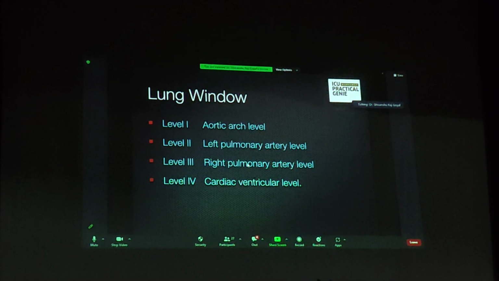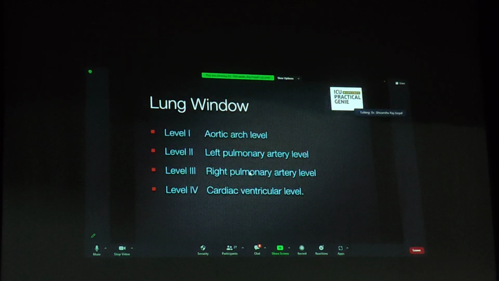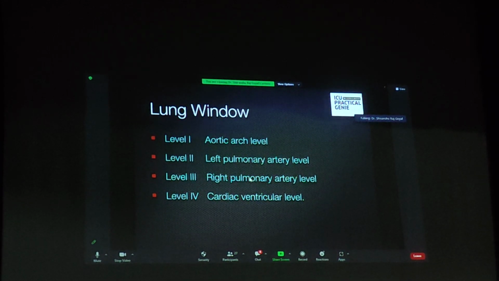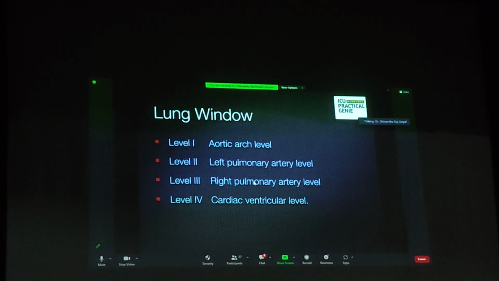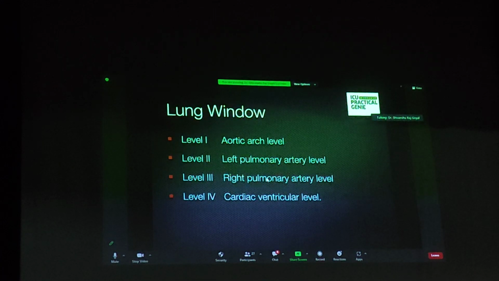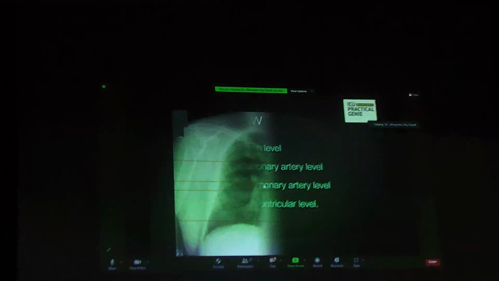Moving ahead, we come on to the lung window. On the lung window, we have almost similar levels, but we have fewer levels. We have only 4 levels. We do not have the aortic branch level and we do not have the further ventricular levels. We only have aortic arch level, left pulmonary artery, right pulmonary artery, and cardiac ventricular level.